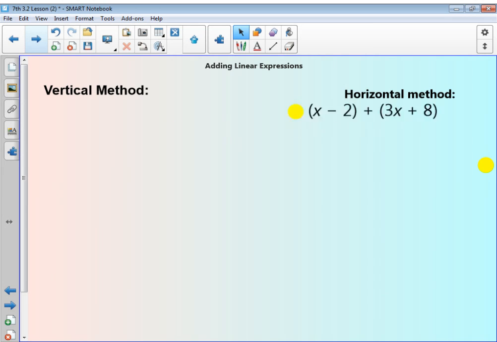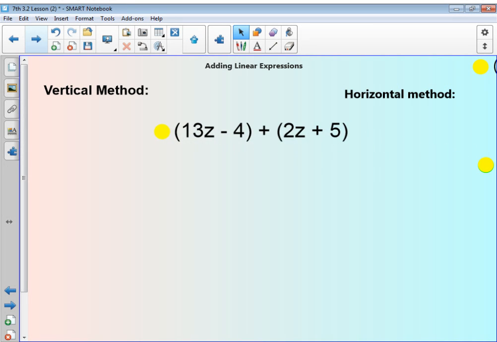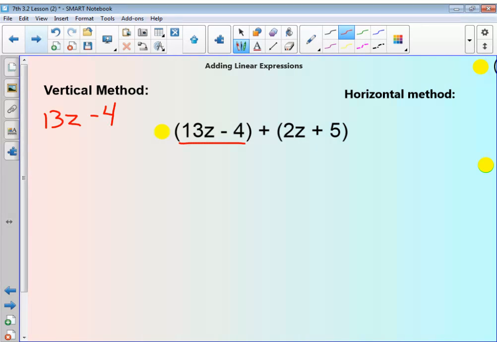Okay, so let's go ahead and try another one of these. All right, so we have 13z minus 4 plus 2z plus 5. So I'm going to go ahead and do the vertical method. So 13z minus 4. So I just copy that down. Now I'm going to copy the next one, making sure that like terms are underneath of each other.